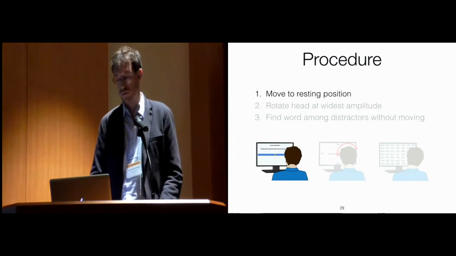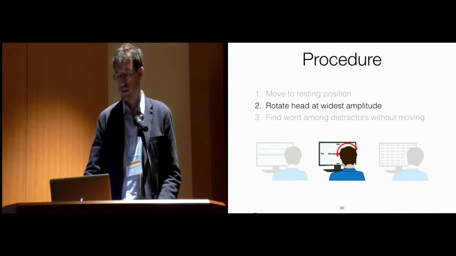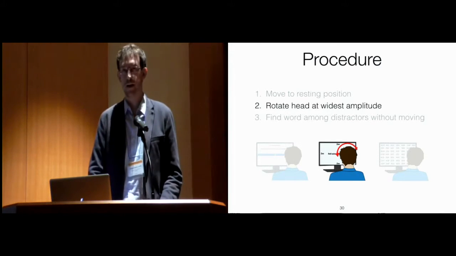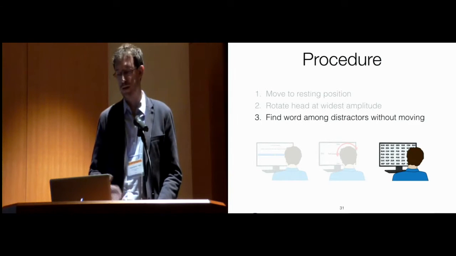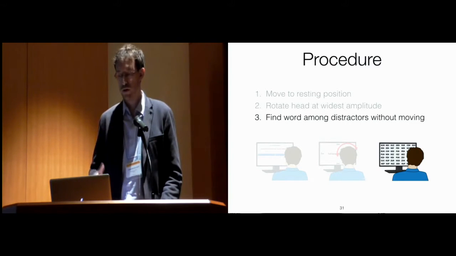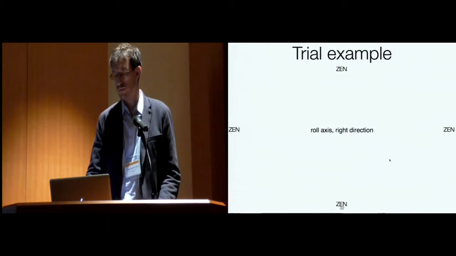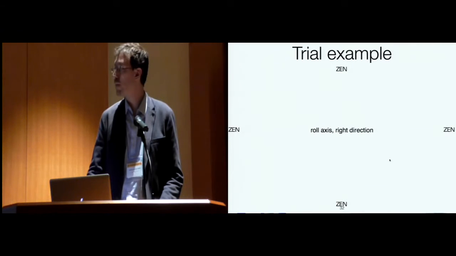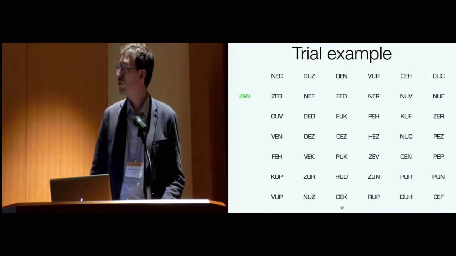The protocol was the following. We had them move to resting position. Then we gave them a task where they had to rotate the head at the widest amplitude they could perform on a certain axis, and then read a word. They should remember this word, and the next step of the trial was to show them a distractor grid, and they had to find the word in this distractor grid while keeping the head at the same position. So here's a trial example.